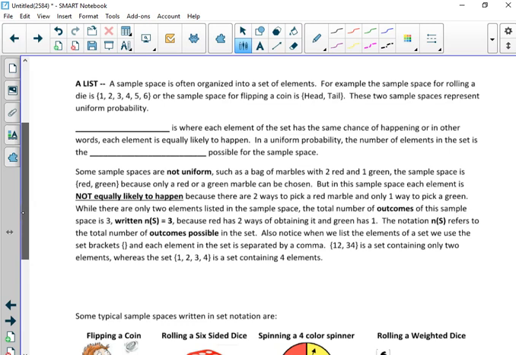Next, a list. There's a lot of vocabulary here at first. The sample space is often organized into a set of elements. For example, the sample space for rolling a die is 1, 2, 3, 4, 5, 6. Flipping a coin, heads or tails. These two sample spaces represent uniform probability.